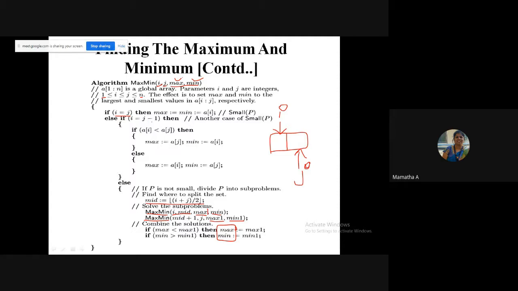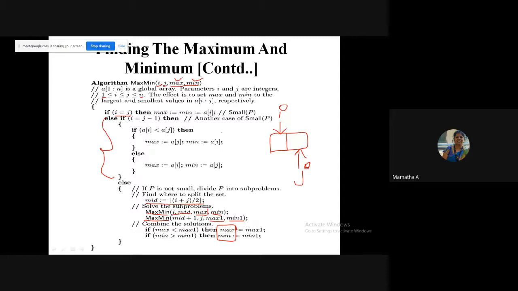So i equals j minus 1. There are only two elements in this case. Then e of i, you just compare. If e of i is less than e of j, max will be e of j, min will be e of i. Else, max will be e of i, min will be e of j. This is your way of solving when there are only two elements.